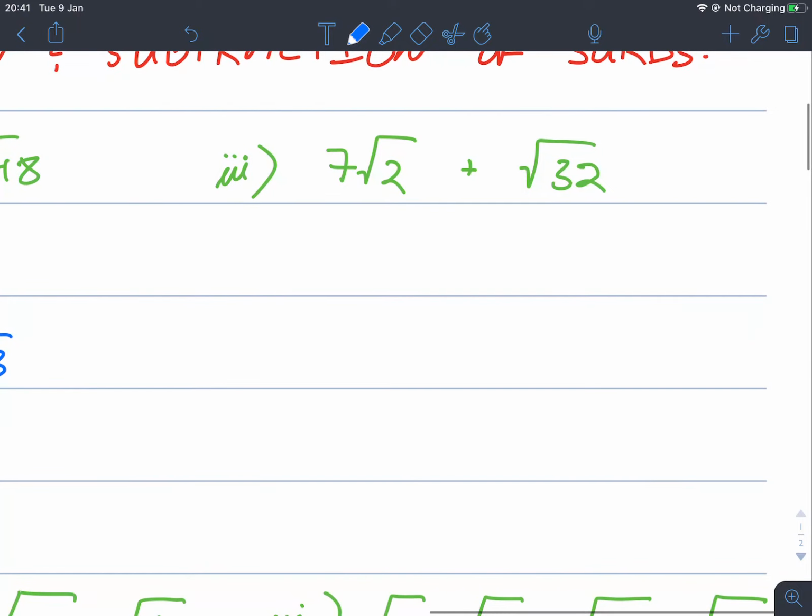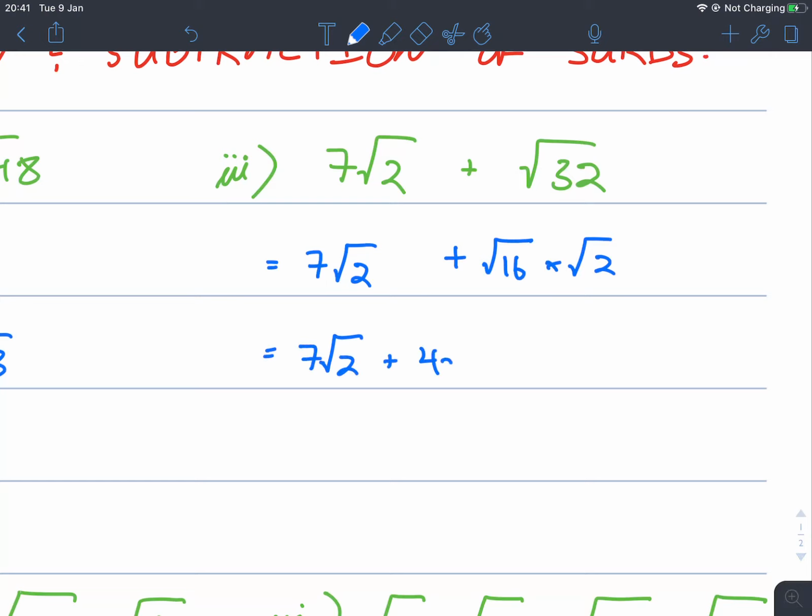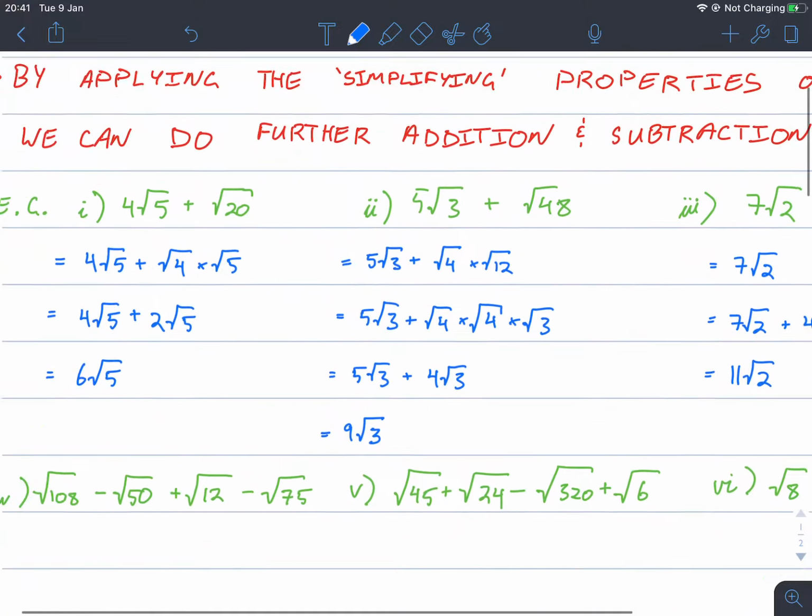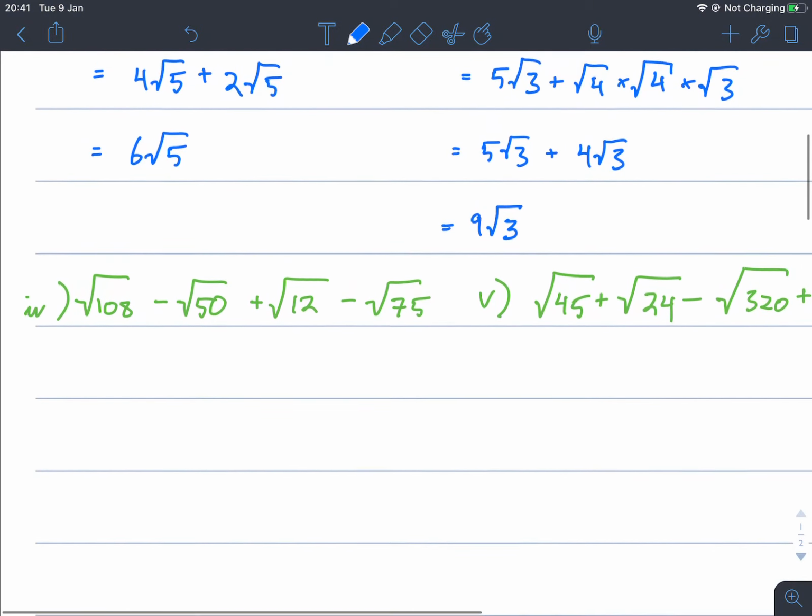Once again, I can see 32 can be broken up into, let's put that plus down the middle, root 16 times root 2, and 7 root 2 stays as it is. This will give me 7 root 2 plus 4 root 2, 11 root 2. At this stage, if you wanted to, you could skip right down to this point, but it's good to show working so that you don't make any mistakes. Let's do a few more examples here.